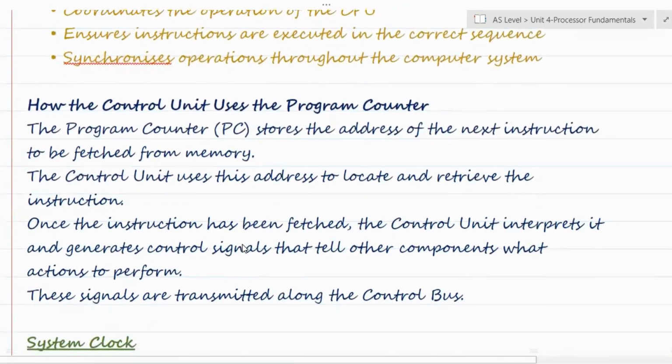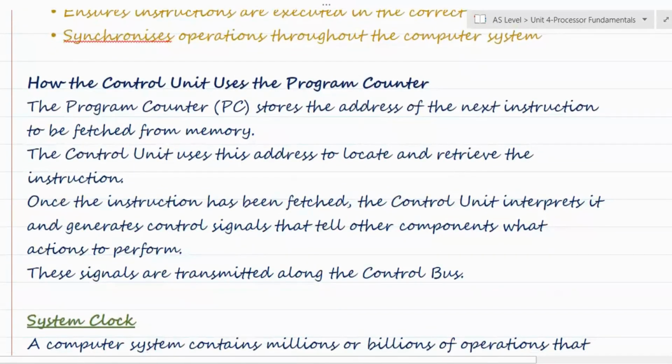So, how does the control unit use the program counter? That is also important. You may remember a register called the program counter from my last video where we learned about CPU registers. The program counter stores the address of the next instruction. The control unit uses the address to locate the instructions in memory. After fetching the instruction, the control unit decodes it and tells other components what to do. Also, it generates control signals that tell other components what actions to perform.